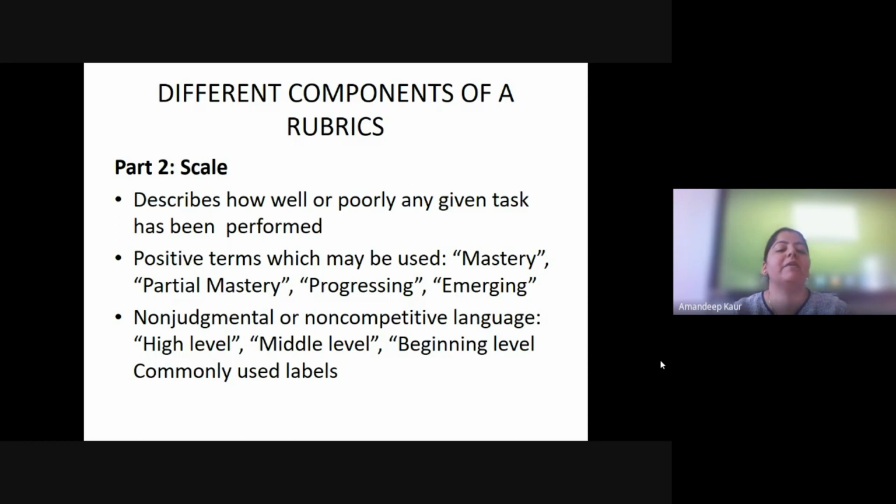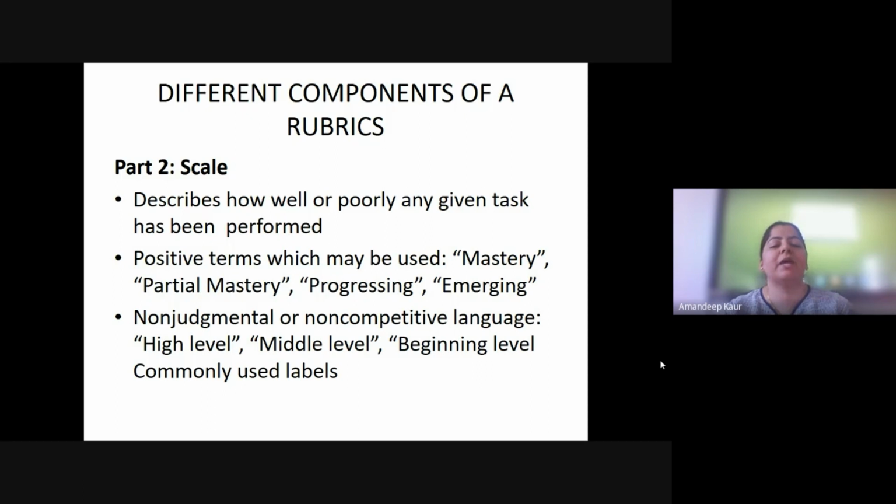High level, middle level, beginning level are the commonly used labels. But again, I will say that it totally depends upon which group you are going to use this scale for. If it is for presentation skill for master level students or PhD level students, I'm not going to write emerging. I'm simply going to write fail. I'm not going to write needs improvement. I'm simply saying poor performance, because as per the level of the student, I need to define the length of that scale. But in classroom assessment activities, try to use a positive kind of vocabulary.